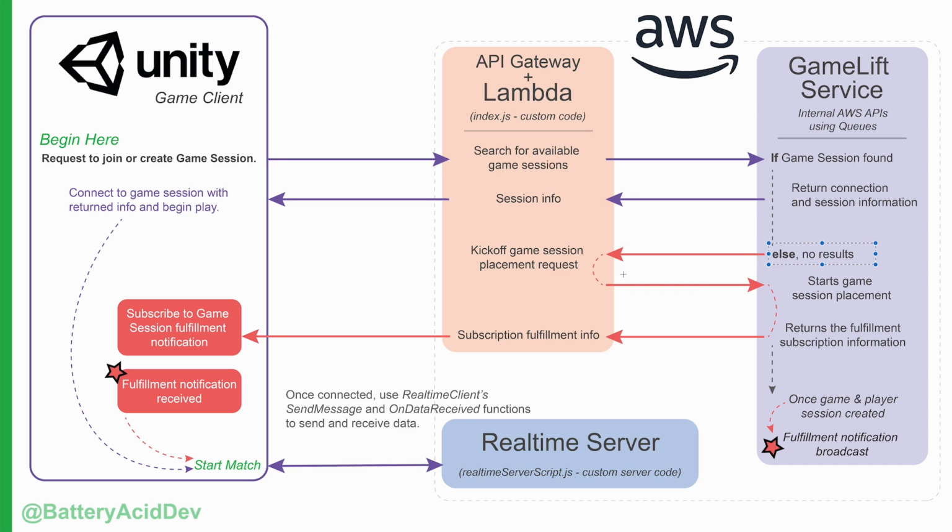If, however, we don't find a match, we kick off a game session placement request from Lambda, which returns a placement ID. Passed back to the client, we use the placement ID to subscribe to game session fulfillment notifications. Once the GameLift service finds a match, it broadcasts a notification to the SNS topic, which pushes a message onto the subscribed SQS queue. At that point, our Unity client receives the message and connects to the GameLift server with the returned connection information. For both paths, we are ready to start the match. A game session has been found and the server connected. The real-time client script in Unity now communicates messages back and forth with our real-time server script that's deployed to real-time GameLift.